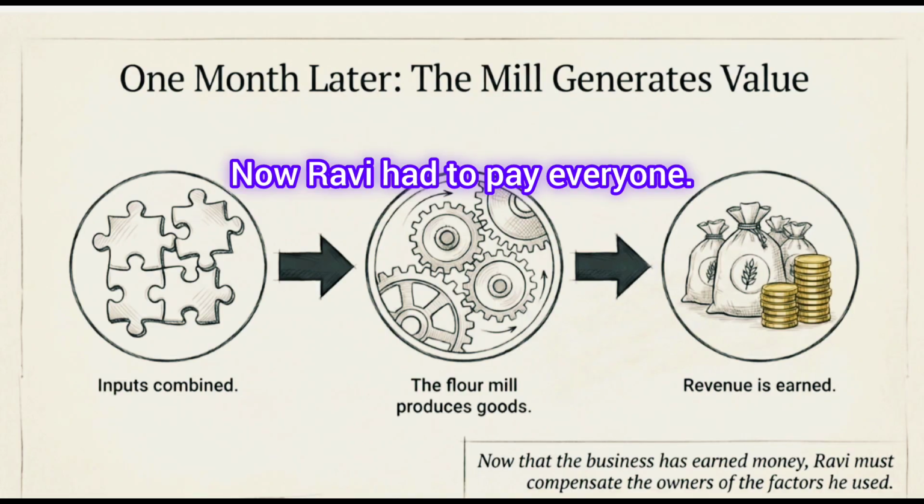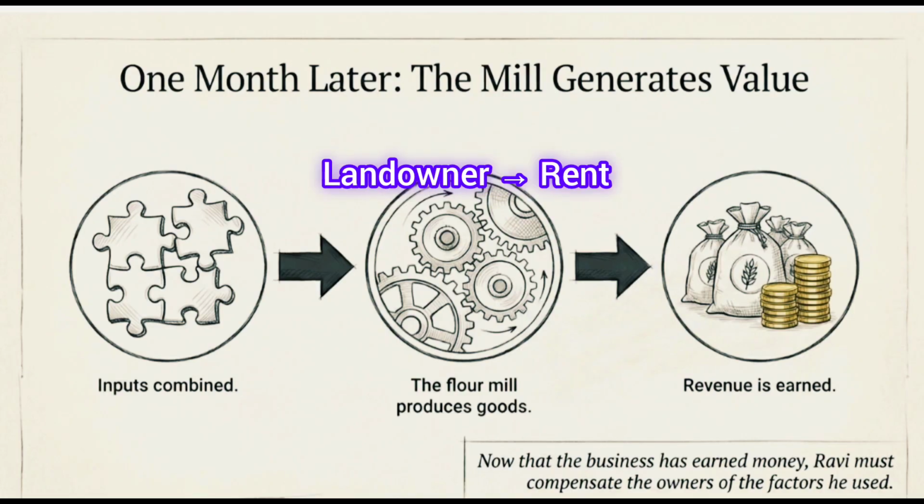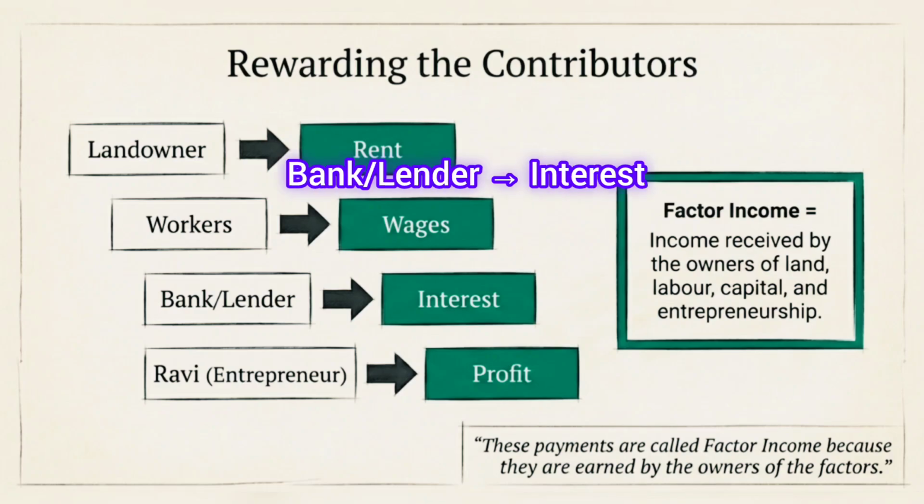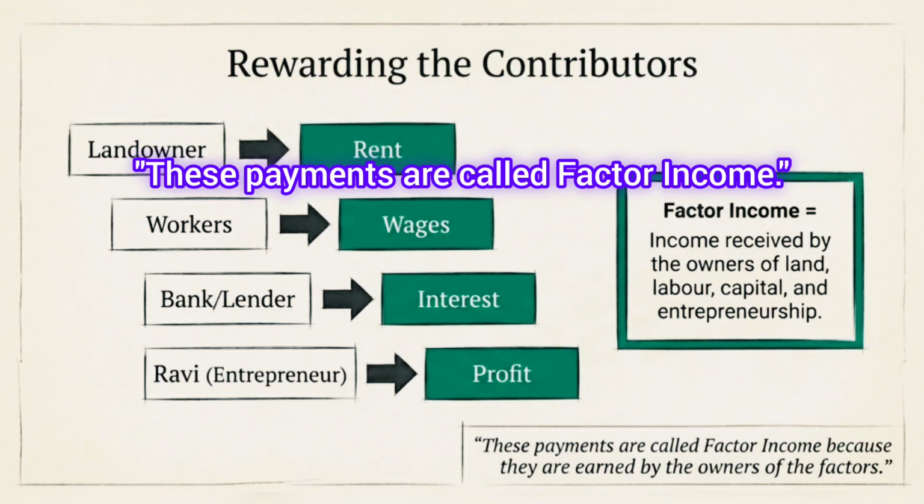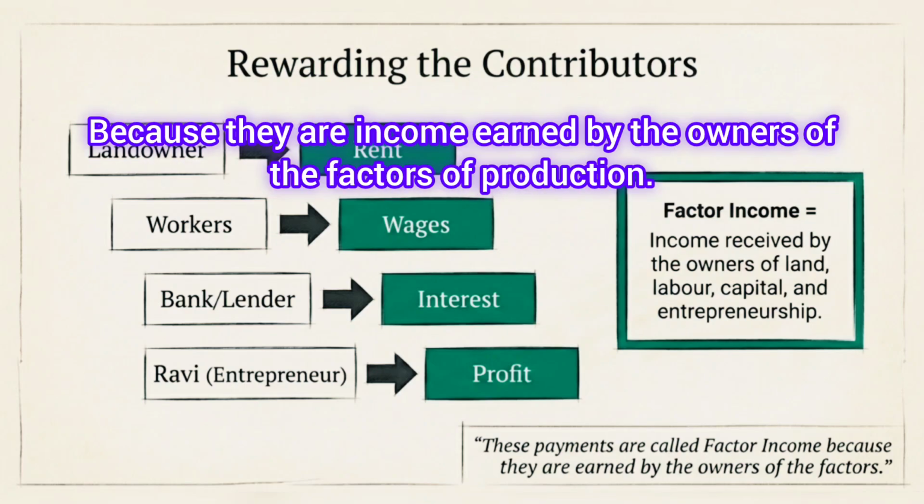Now Ravi had to pay everyone. He paid the landowner rent, workers wages, the bank lender interest, and himself, the entrepreneur, profit. The elder smiled and said, "These payments are called factor income." Why? Because they are income earned by the owners of the factors of production.